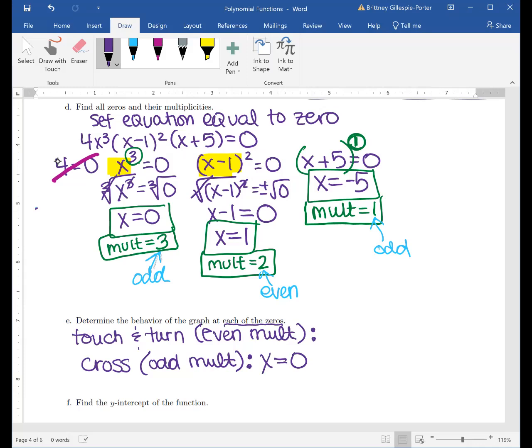I don't care that 0 is even by itself. I care that its multiplicity is odd. For x equal to 1, he has an even multiplicity of 2, which means x equal to 1 is going to touch and turn. It's going to have that bounce effect. And for x equal to negative 5, he had an odd multiplicity, which means we are going to cross at x equal to negative 5.